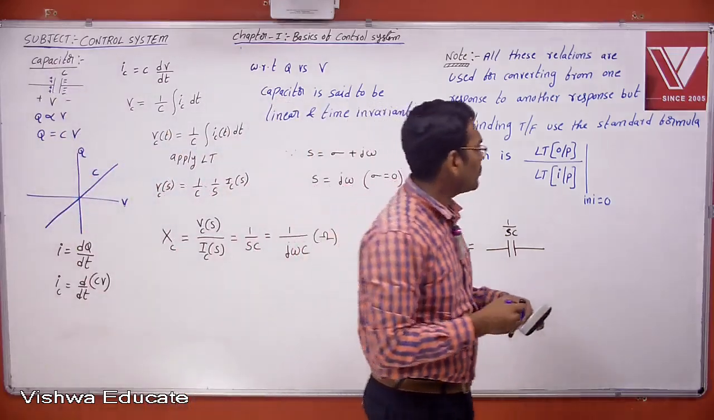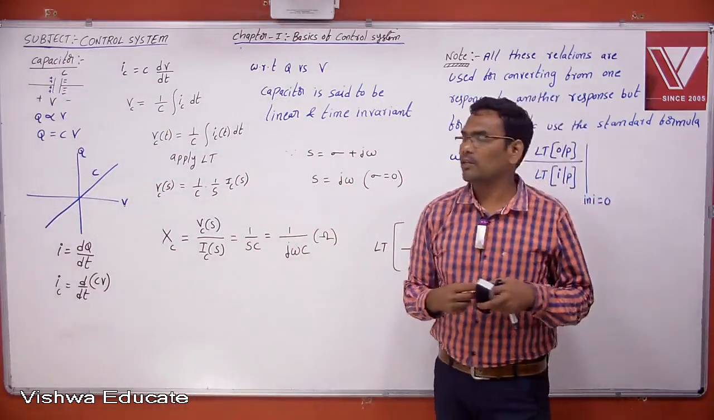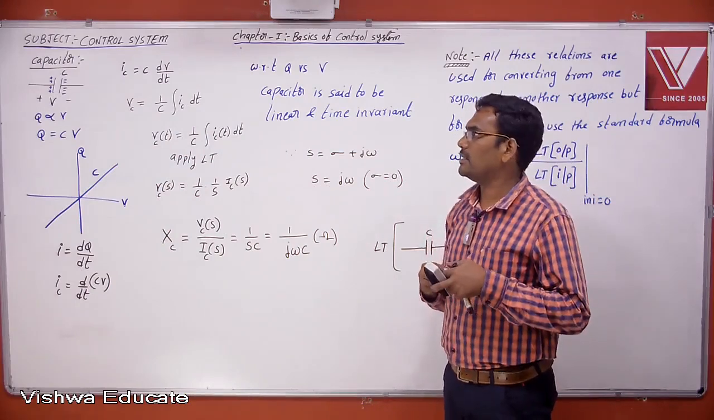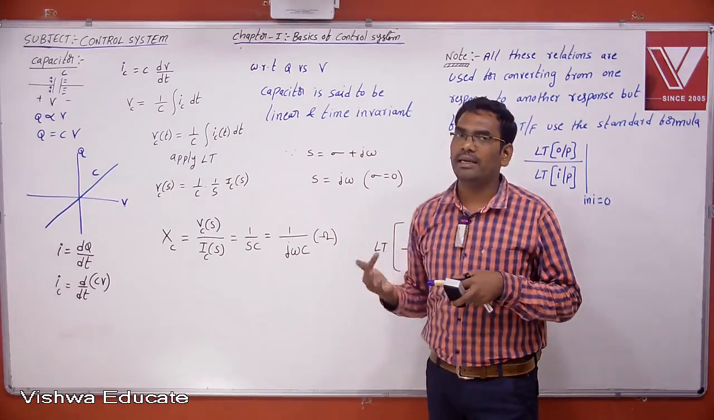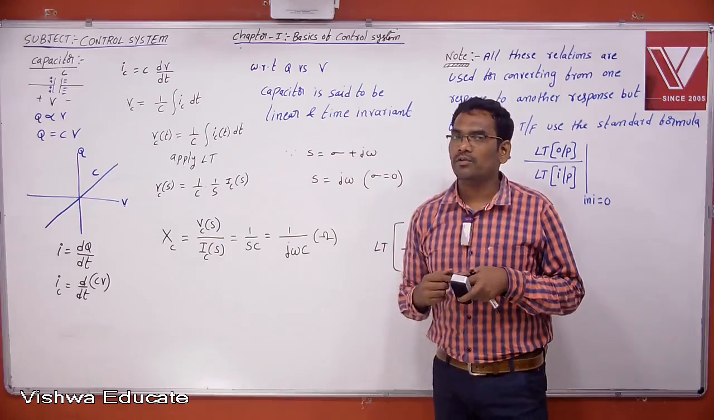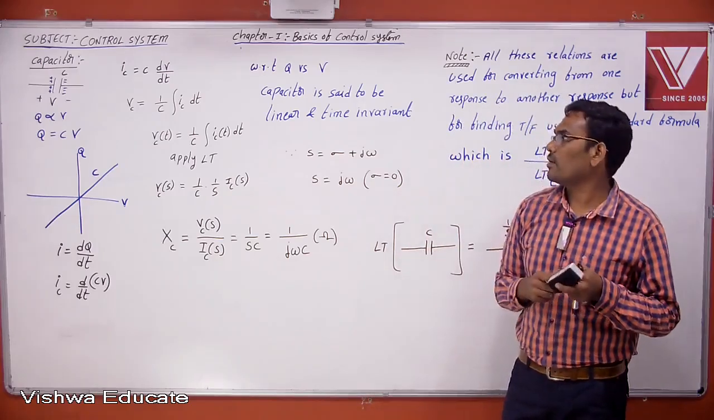Okay, you just take this one. After that we will see the remaining two elements, which are the inductor and the resistor. These three elements are continuously useful throughout the behavior of any control system.